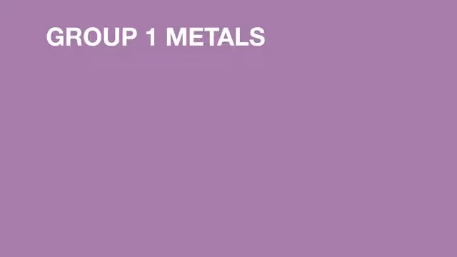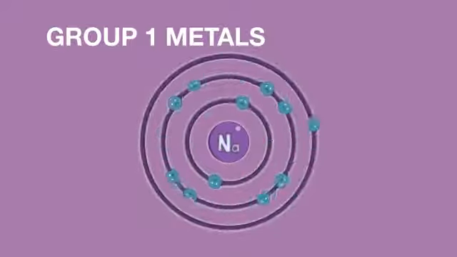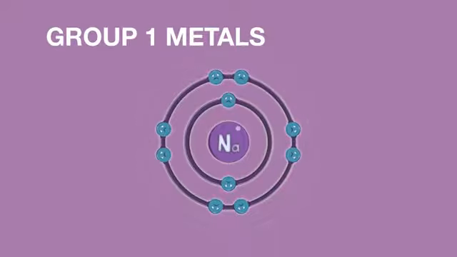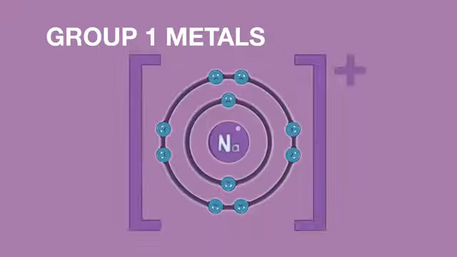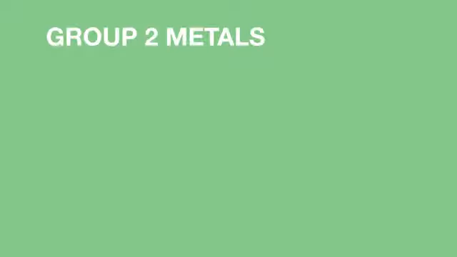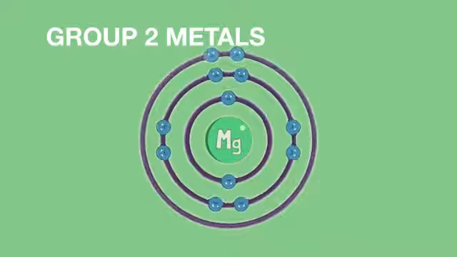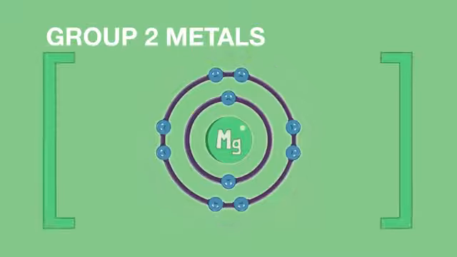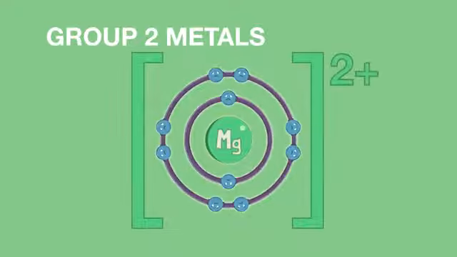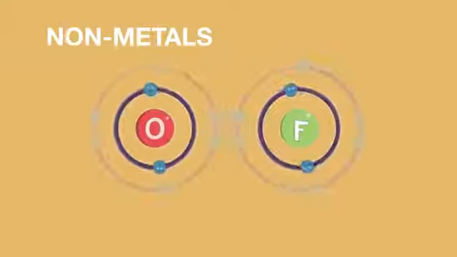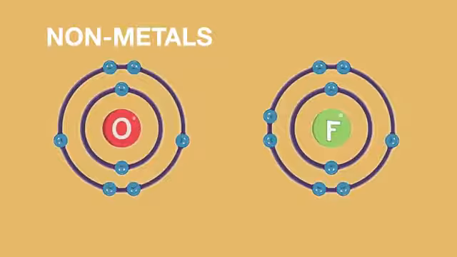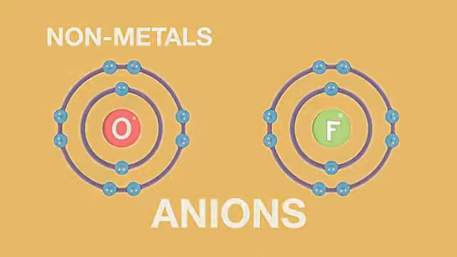Group 1 metals, such as sodium, have 1 valence electron, and they lose this electron to form ions with a +1 charge. Group 2 metals, such as magnesium, have 2 valence electrons, and they lose these electrons to form ions with a 2+ charge. Oxygen and fluorine are both nonmetals. Nonmetals tend to gain electrons to form anions.